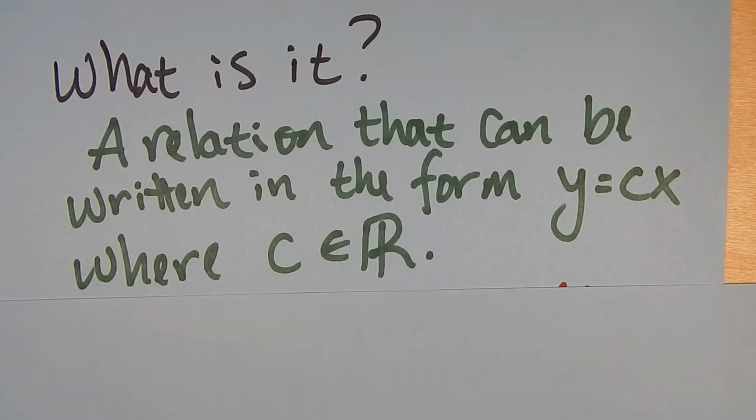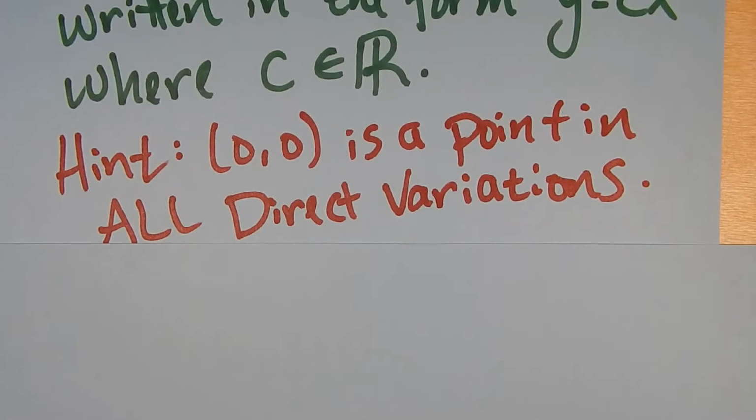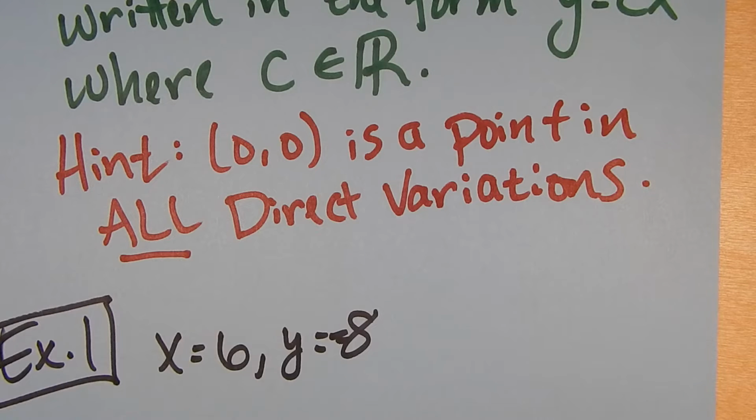This may look similar to how we defined linear functions, except there isn't an extra term added. So what that means is in all direct variations, they all go through the point 0, 0. So if you're trying to identify direct variations from a graph, say on a quiz or a test, and it doesn't go through the point 0, 0, the origin, then it's not a direct variation. So all direct variations go through the origin.